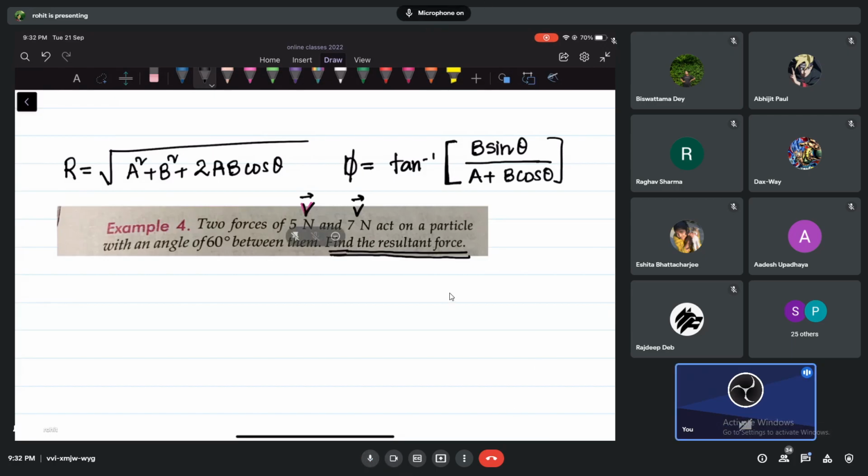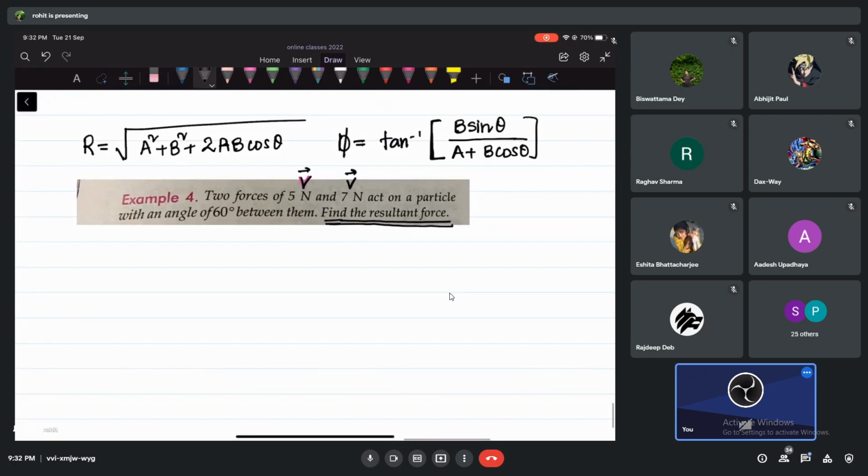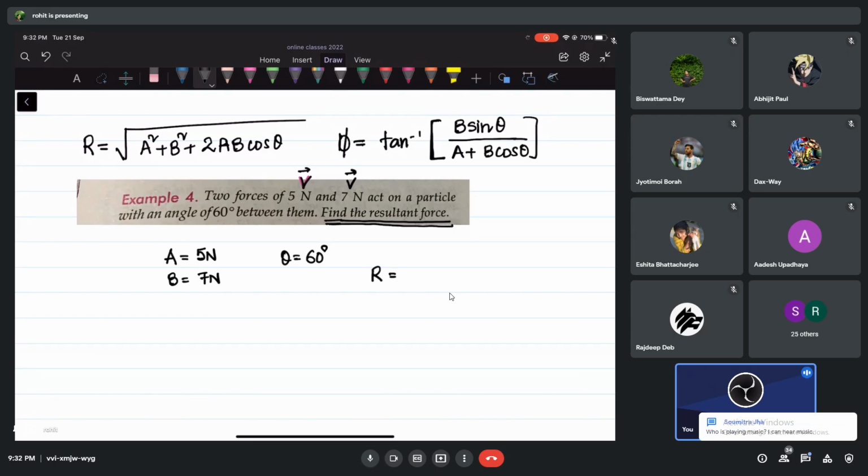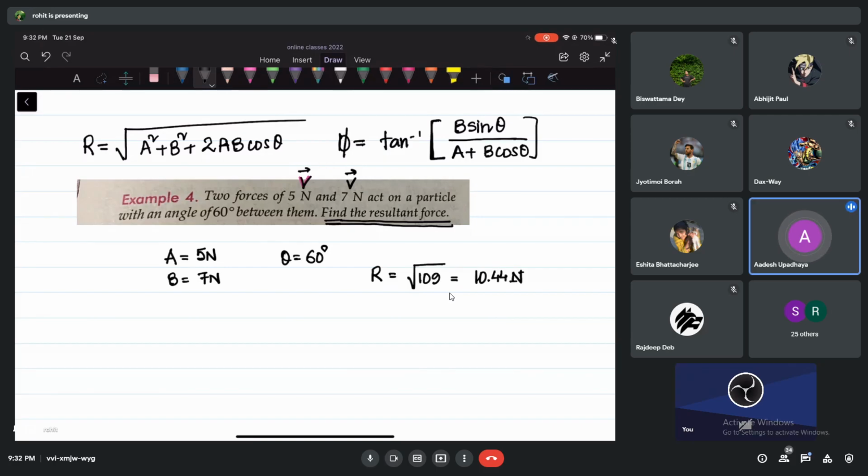Yes, root over 109. That's what he got. Let's be clear. What is A, guys, for you here? A is 5 newtons. B is the magnitude of the second vector, 7 newtons. Theta is very simple. I got root over 109. So the answer R is equal to root over 109, and that is 10.44. You have to use calculators. Just stop at root over 109. But if you have a calculator, MBOS have calculators, use it. CBSE don't have.